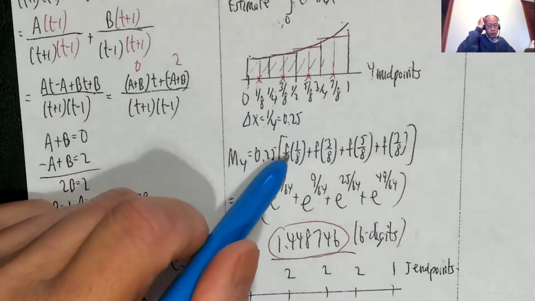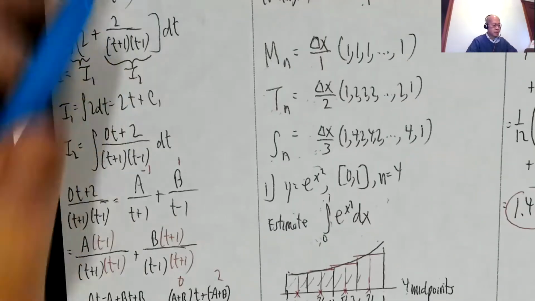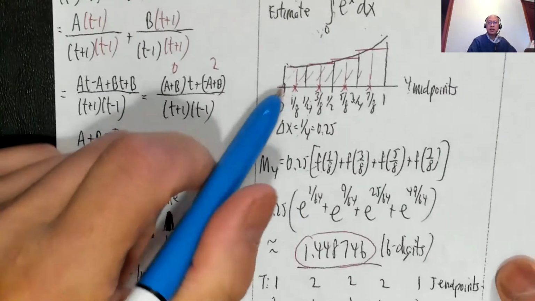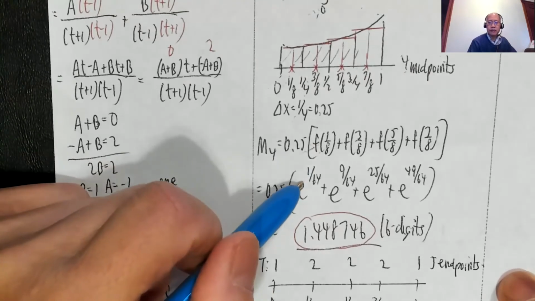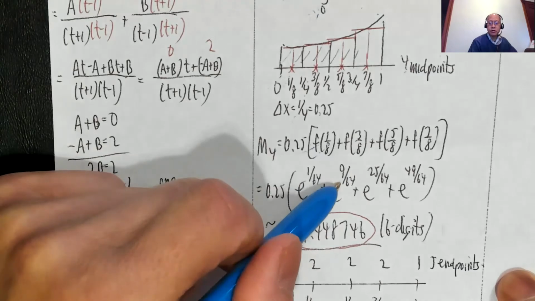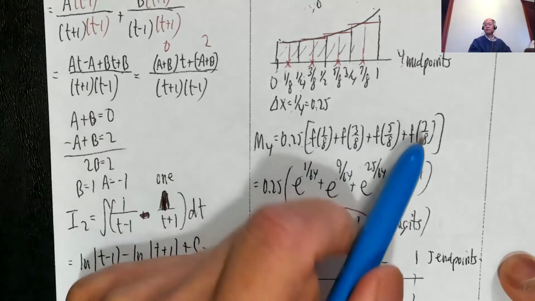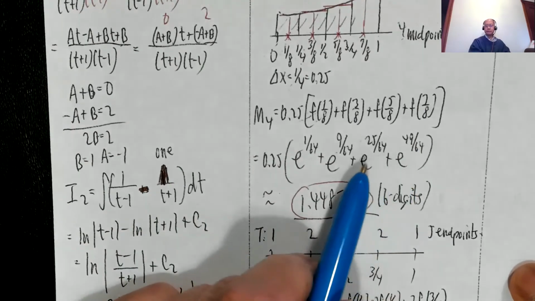Okay. Now you don't just plug in 1/8. You need f of 1/8. Means you plug into the function being e to the x squared. So e to these guys squared. So 1/8 squared is 1/64. 3/8 squared is 9/64. 5/8 squared is 25/64. 7/8 squared is 49/64.